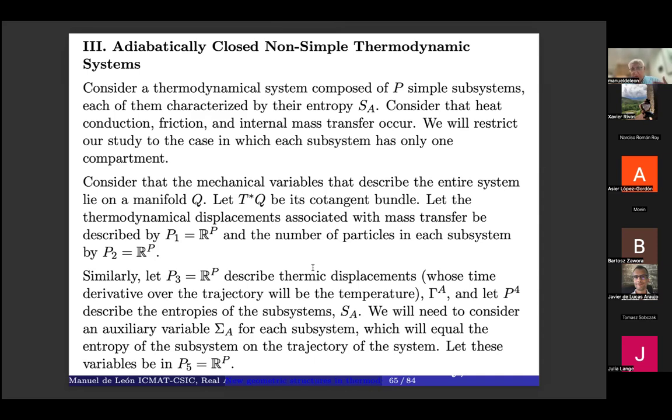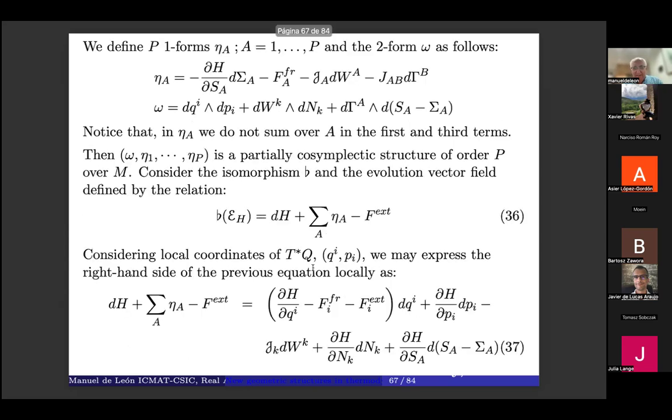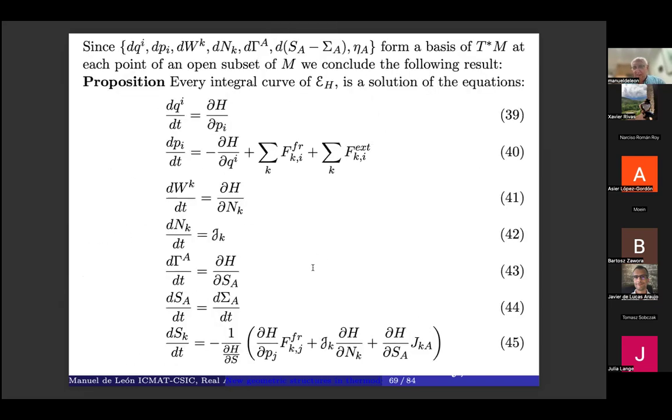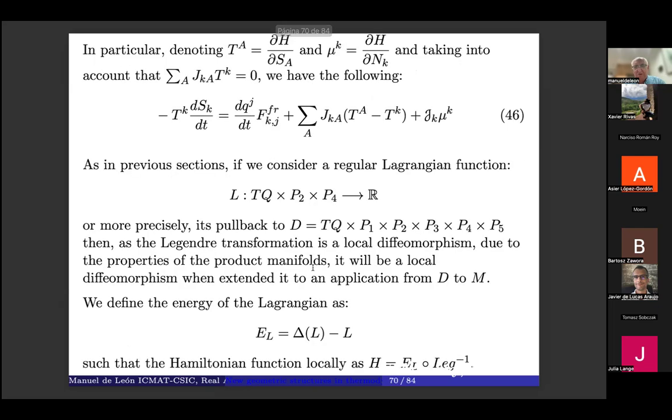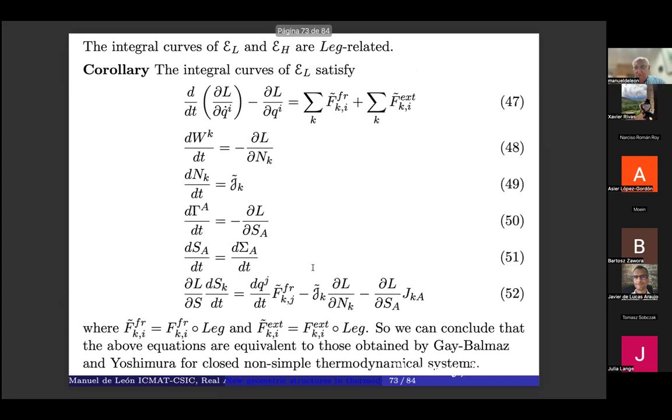It's just to start with the cotangent bundle of Q. Q is the mechanical configuration manifold, and we add this R. So now it's more complicated. Every time we have more factors. But we do exactly the same thing, and we again obtain the equations obtained by Gay-Balmaz and Yoshimura; you can go to their paper and you get these equations.